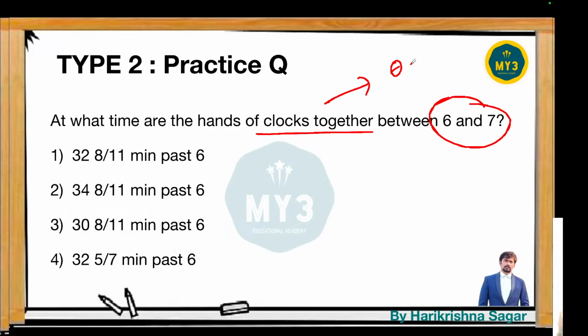Together means what? Theta is going to be 0 degrees. That means coincide. So coincide condition you can take. So they must mention it as coincide. So coincide condition, if you take, theta is equal to 11 by 2m minus 30h. So you can just substitute your values. H value is going to be 6 and theta value is 0.